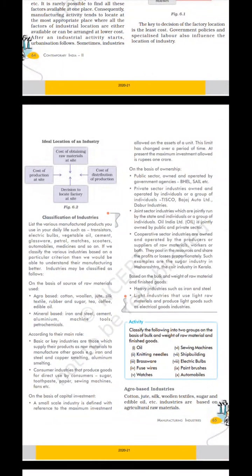Take a look at figure 6.2. Ideal location of an industry. Cost of obtaining raw materials at site, cost of distribution of production, decision to locate factory at site, cost of production at site. Classification of industries.